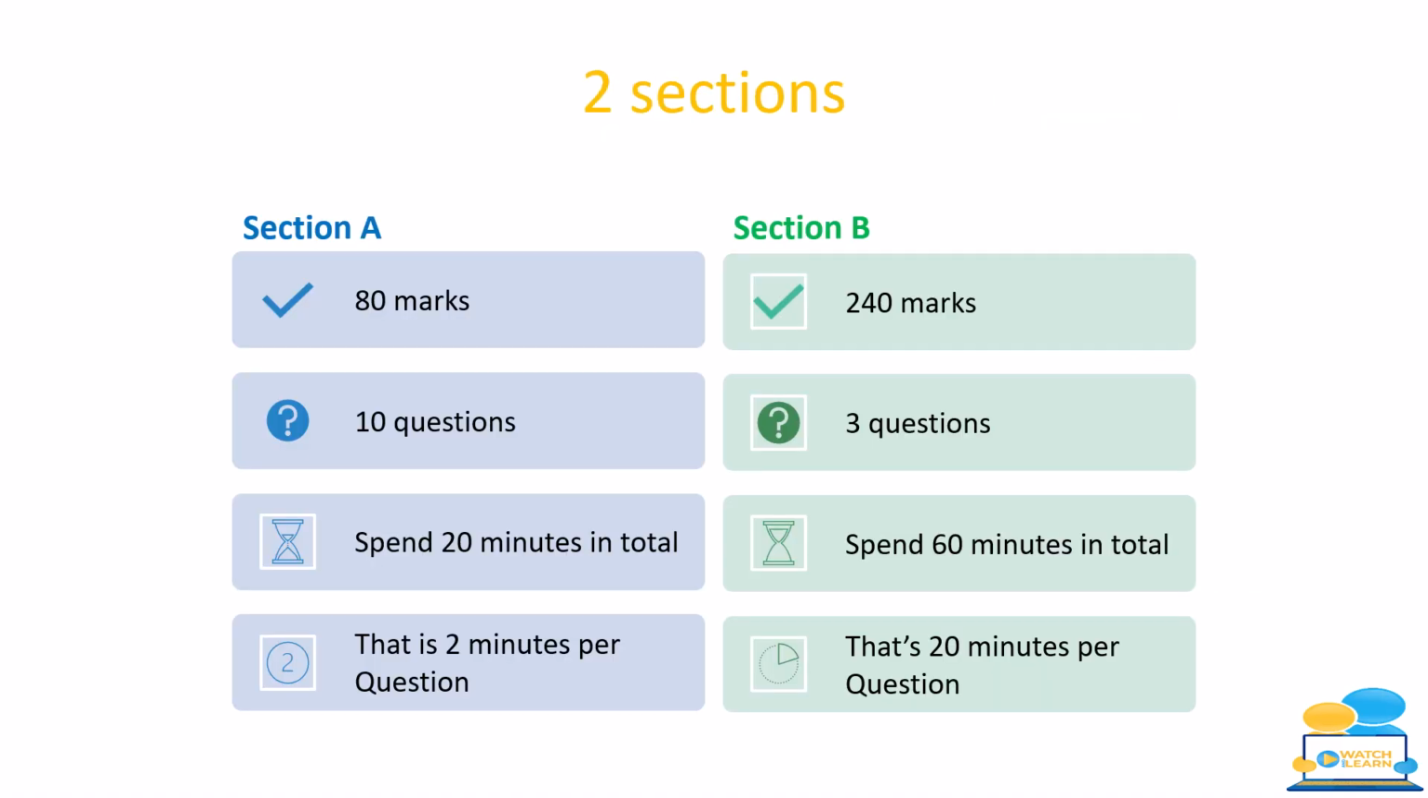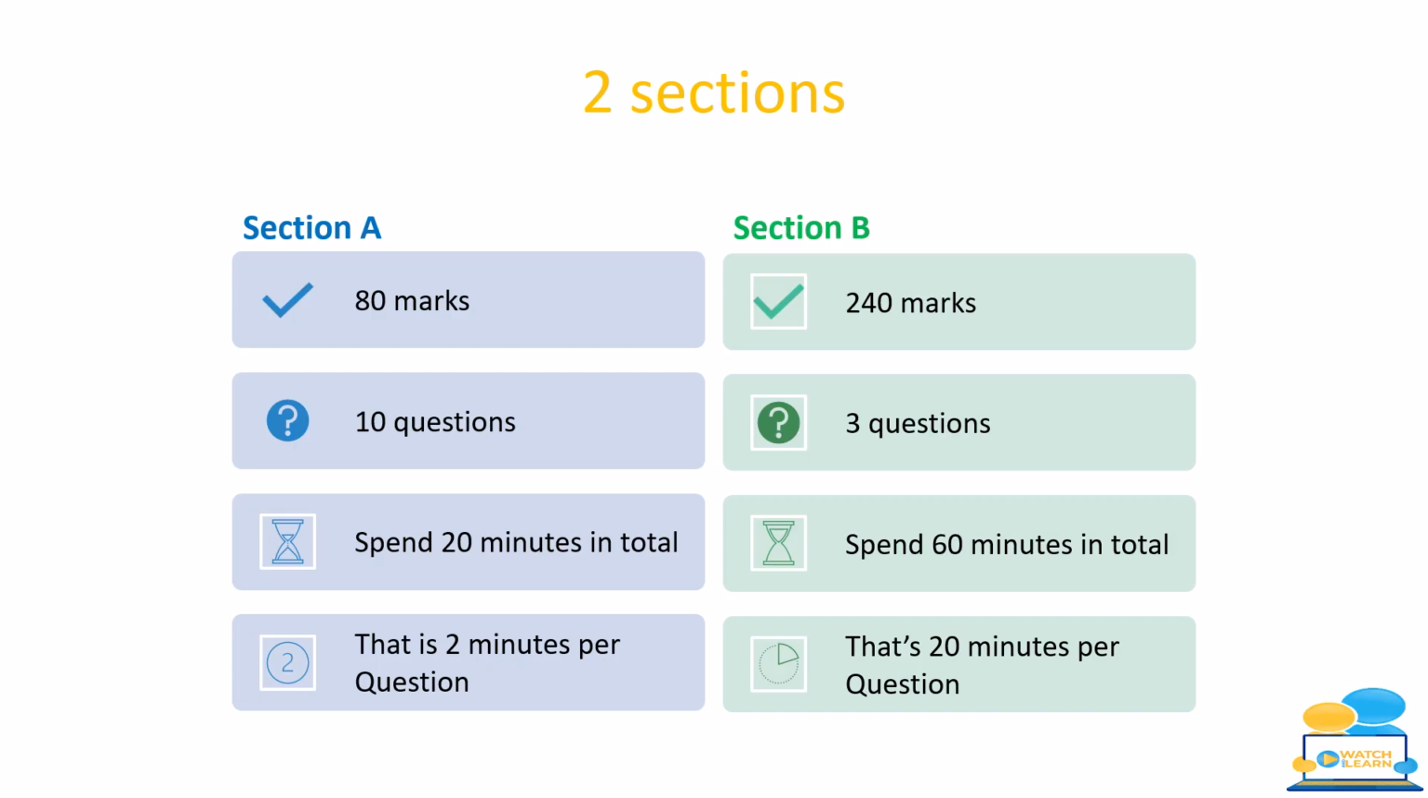There are 2 sections to the written paper, Section A and Section B. Section A is commonly known as the short questions and Section B is your long questions. Section A contains 80 marks. There are 10 questions. You should spend around 20 minutes in total, so that's an average of 2 minutes per question. If you're spending any more than 20 minutes, you should move on to the long questions and then come back and finish off your Section A questions.